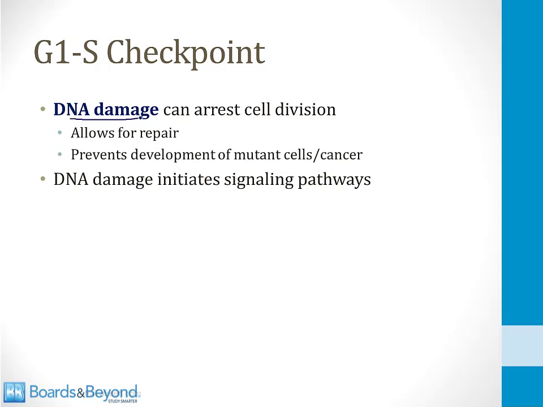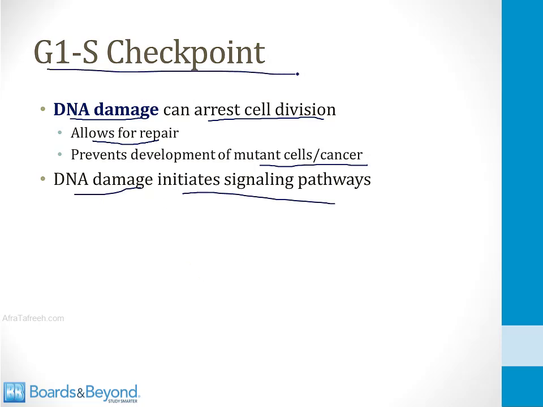If DNA damage occurs in the G1 phase, this can arrest cell division and prevent progression into the S phase. This allows time for repair, and it prevents the development of mutant cells or cancer cells that have abnormal genes. What this means is that DNA damage has its own ability to initiate signaling pathways that affect whether or not a cell proceeds beyond the G1 to S checkpoint.